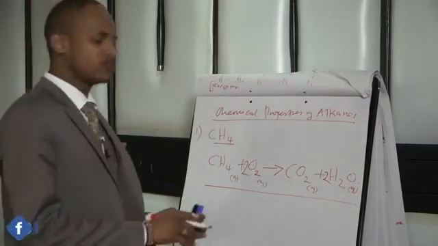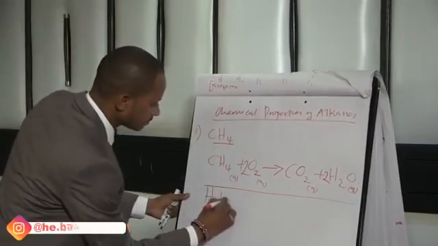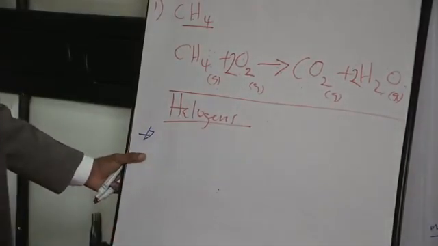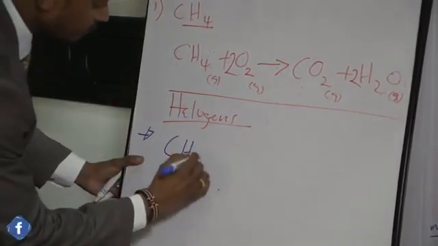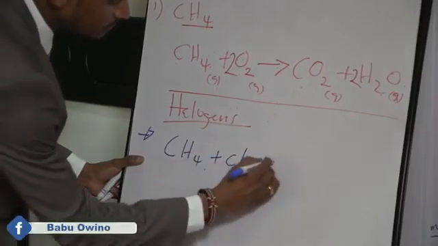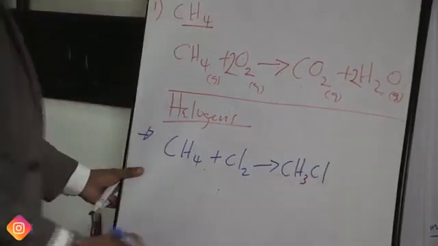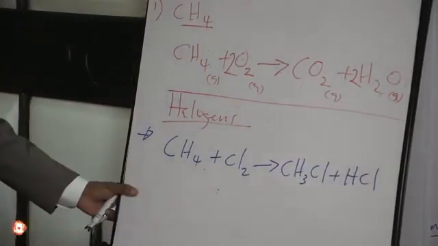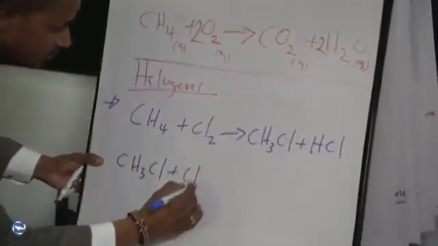Then we want to see reactions with halogens. The last one, last but not least, reactions with halogens. Alkanes react with halogens by substitution reaction. So if we have methane, you react with chlorine, you will get CH3Cl plus HCl. This one again can react to get CH3Cl plus chlorine.